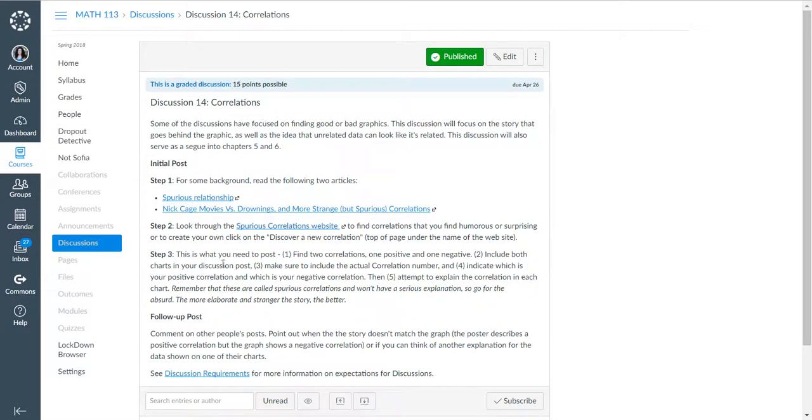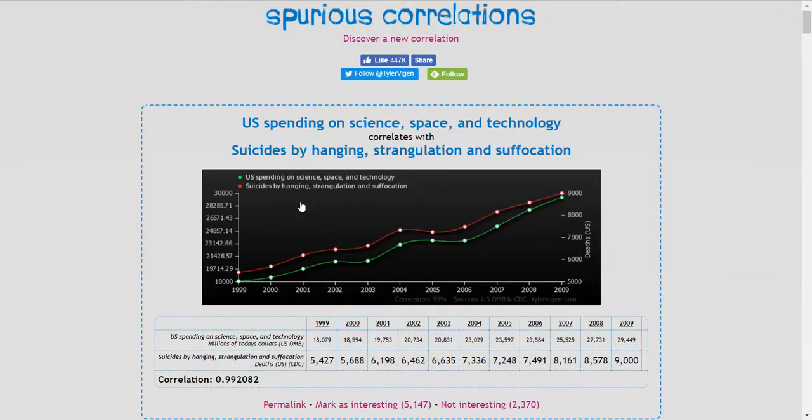Include both charts in your discussion. Make sure to include the actual correlation coefficient number, and then indicate which is your positive, which is your negative, and explain the correlation.